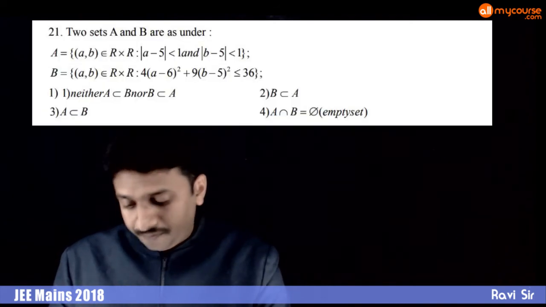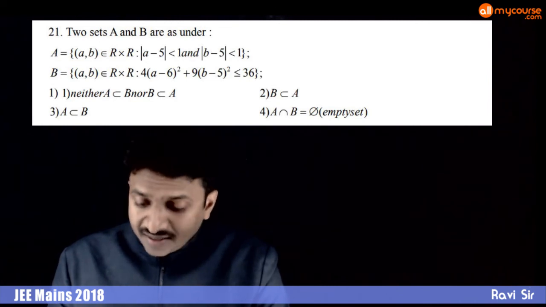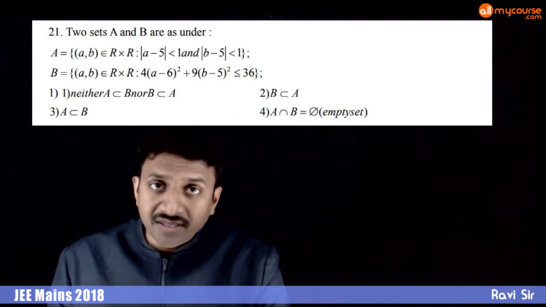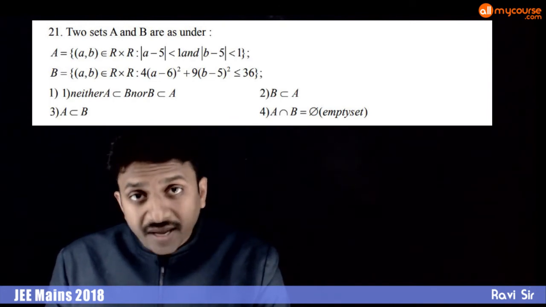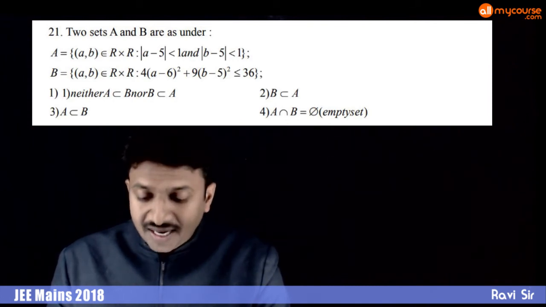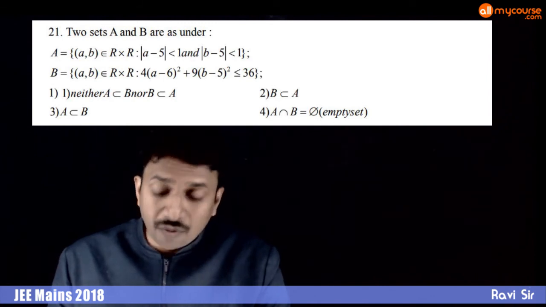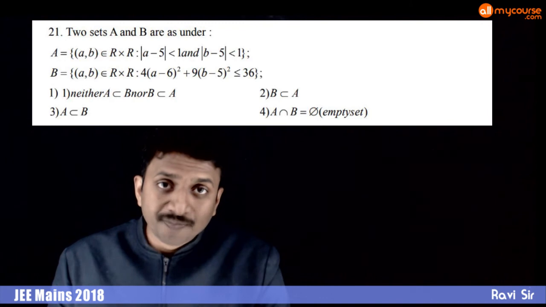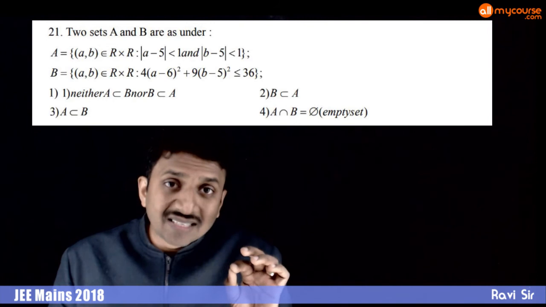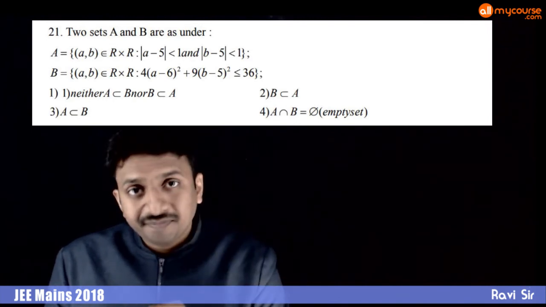Question number 21. Two sets A and B are given. A is the set of ordered pairs (a, b) such that modulus of a minus 5 is less than 1, modulus of b minus 5 is less than 1. B is a set containing (a, b) such that 4 times (a minus 6) whole square plus 9 times (b minus 5) whole square is less than or equal to 36. The answer to this question is A is a subset of B.